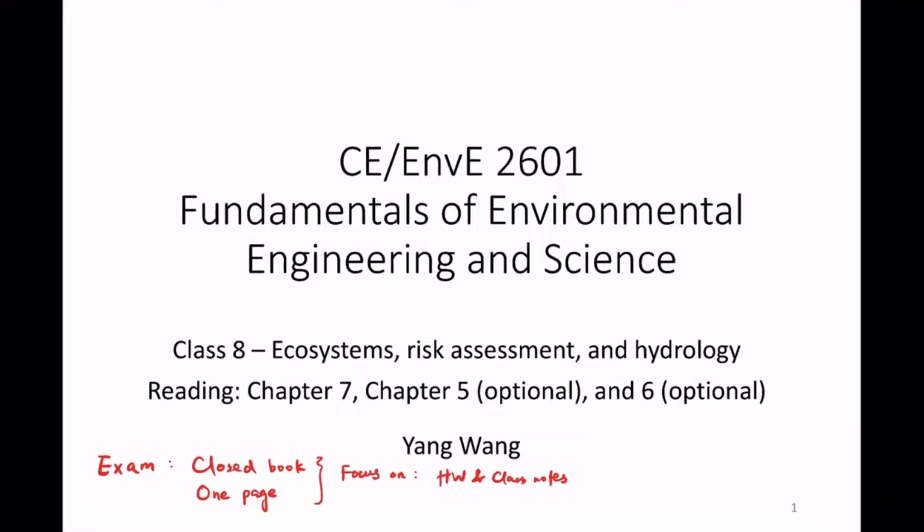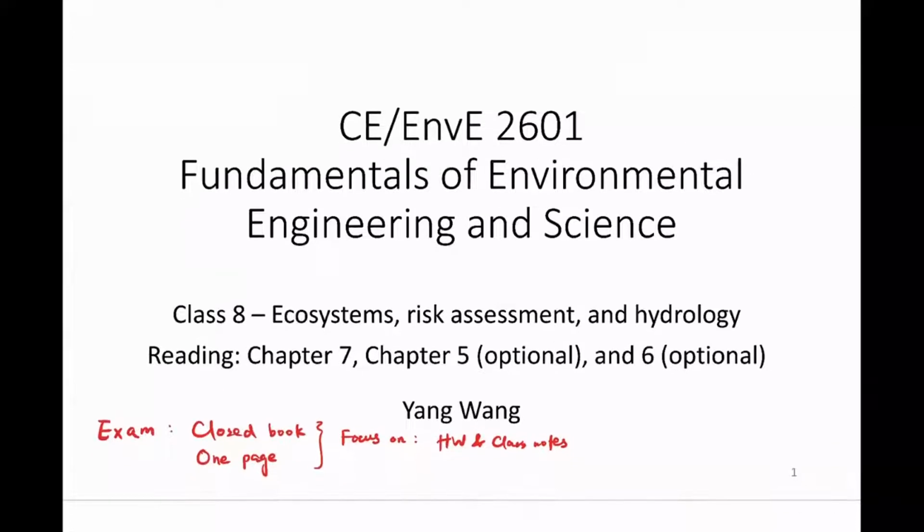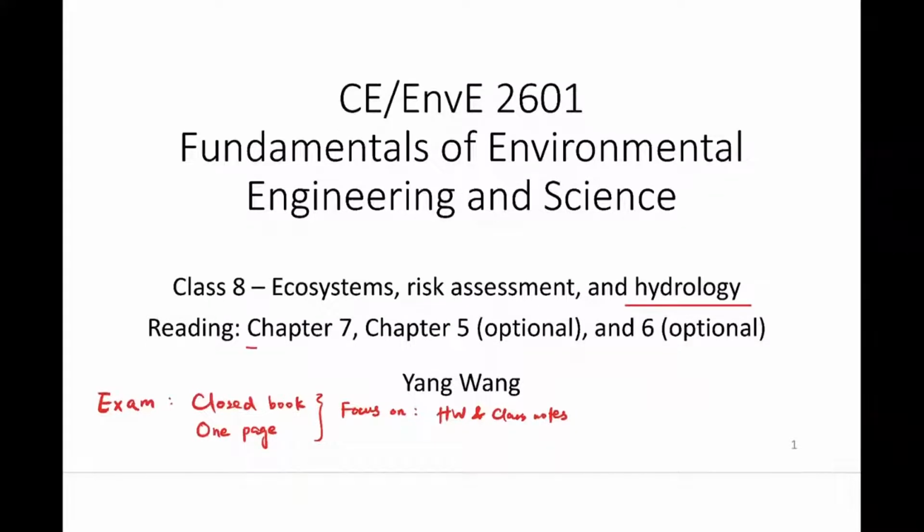We're going to talk about these chapters, but I think we still have one part left regarding the mass balance and the energy balance. We should finish that up and then quickly go over these chapters. Regarding the reading assignments, let's focus on hydrology for these three chapters. Chapter 7 is required reading, and chapters 5 and 6, about ecosystems and risk assessment, are optional.